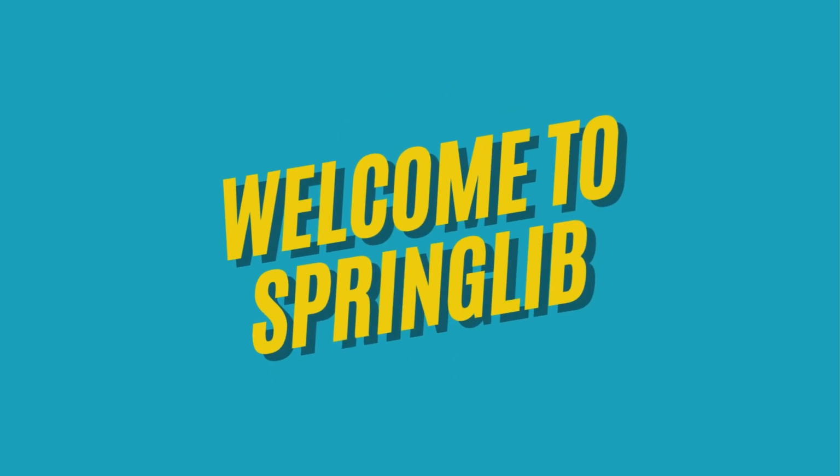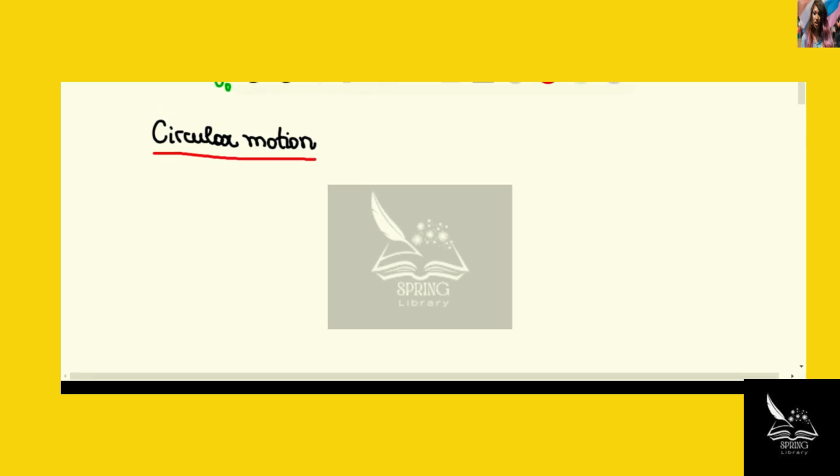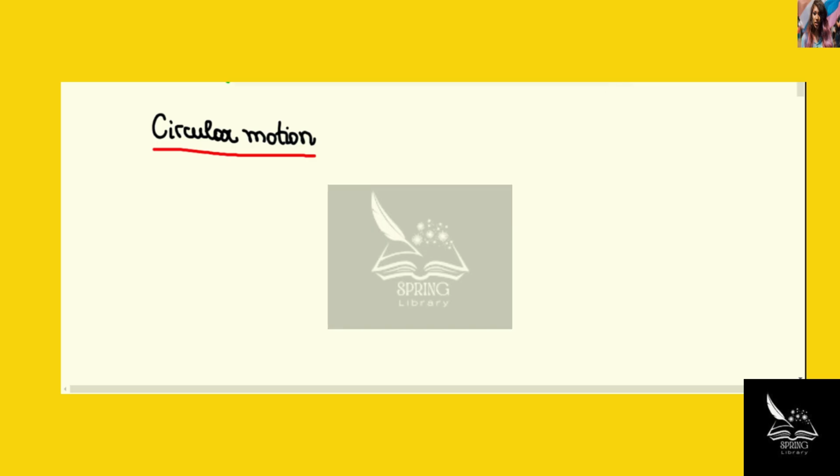Welcome to Spring LIB. In this problem, we're going to be using the concept of circular motion, so I'm going to review it. Consider that we have a particle that's undergoing circular motion. We can decompose the acceleration of this particle into two components. One of them is a centripetal component, and another one is the tangential component.